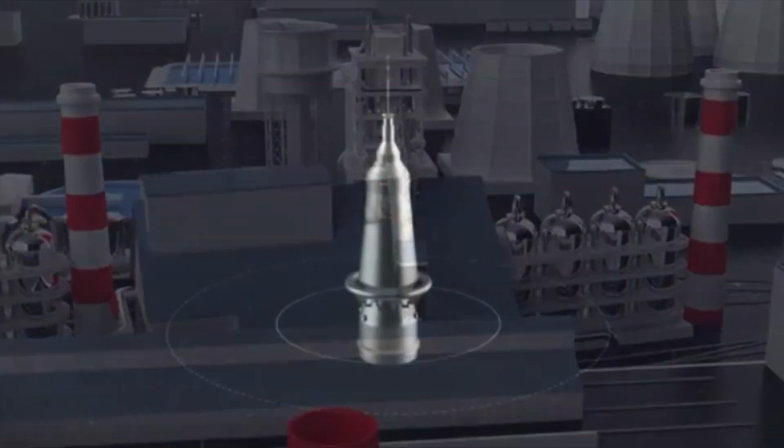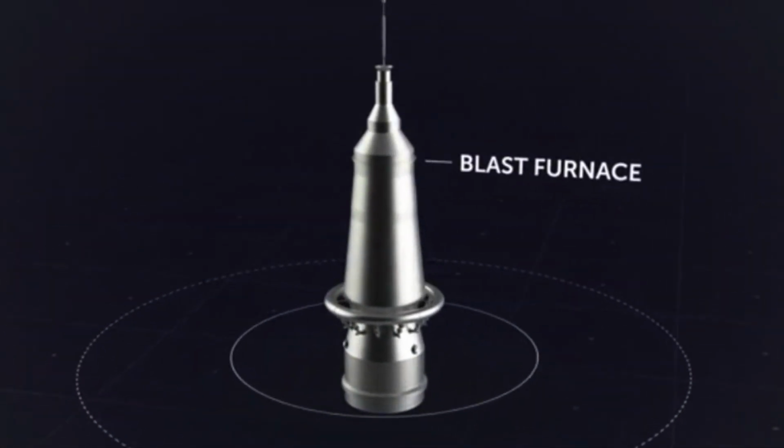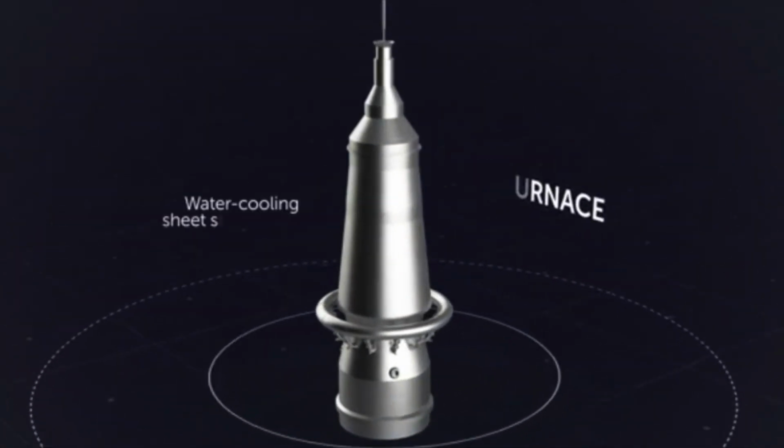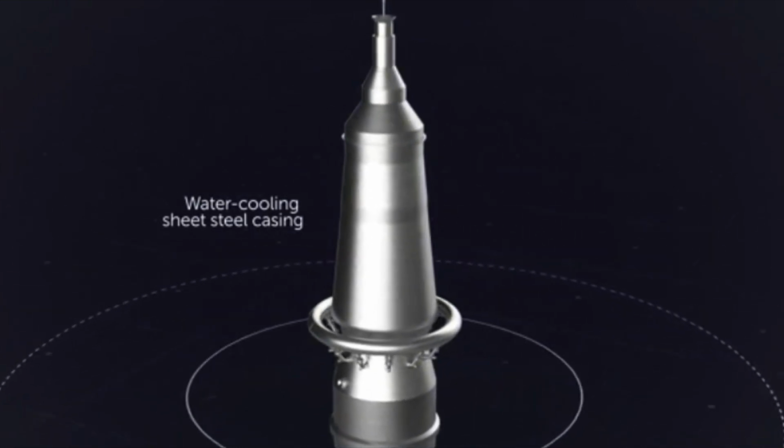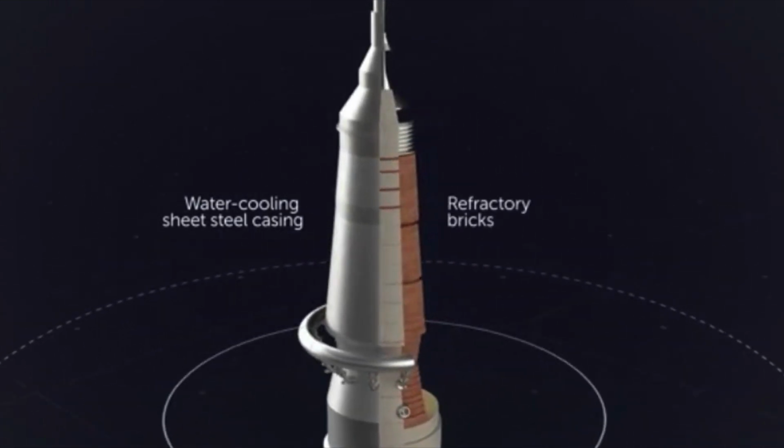This is the eternal problem of researchers and designers of cowpers of all times: how to have both large thermal storage mass and large and many voids, so large heat transfer surface. Blast furnace, a counterflow unit, is a shaft furnace. From the outside, it is covered in a welded water-cooled sheet steel casing and lined on the inside with refractory bricks.